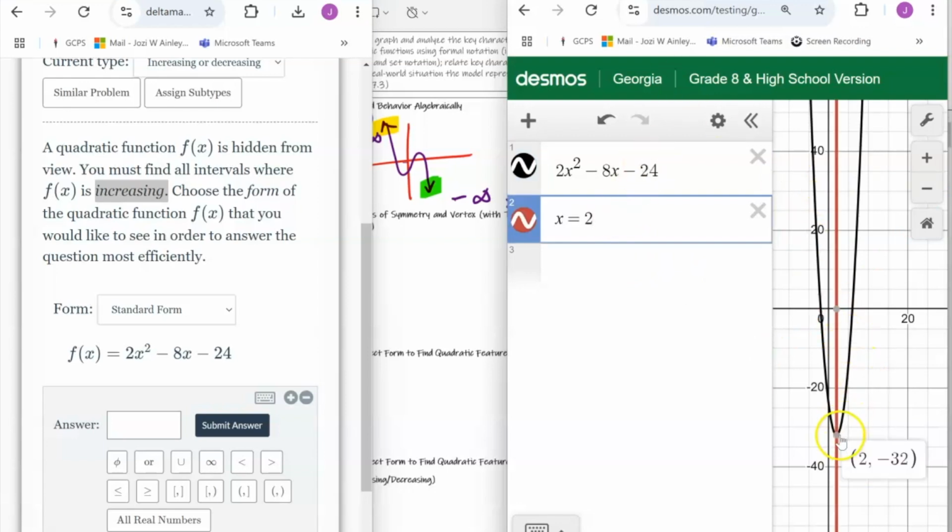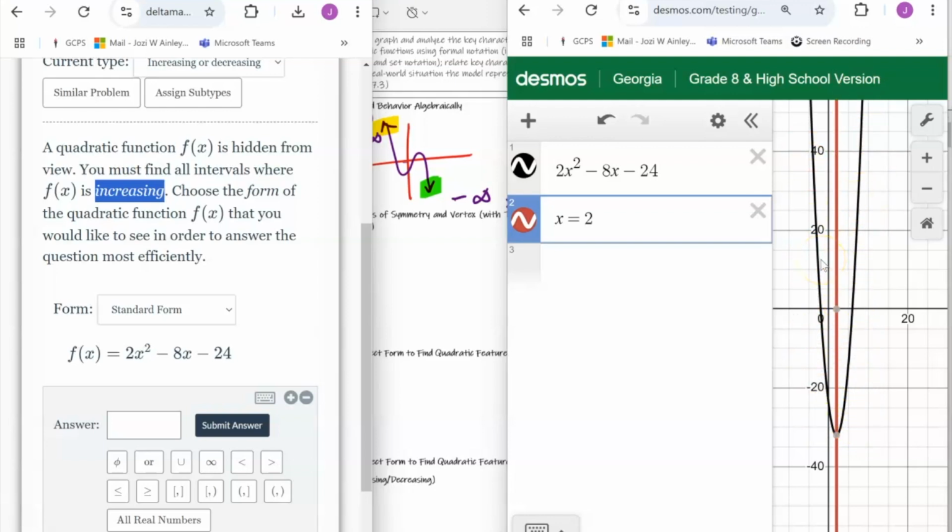Boom. Because it splits my graph, right? On the left of it, it's going down, and on the right of it, it's going up. So all I have to say to tell the person who's grading this is whether it's the left side I want or the right side, and it depends on the question. If this question is saying increasing, which side is increasing? Is it the left side or the right side? You should have said the right side.